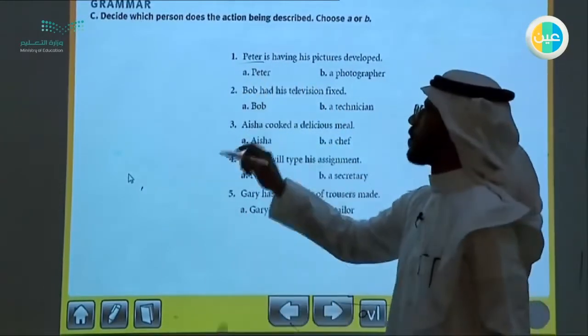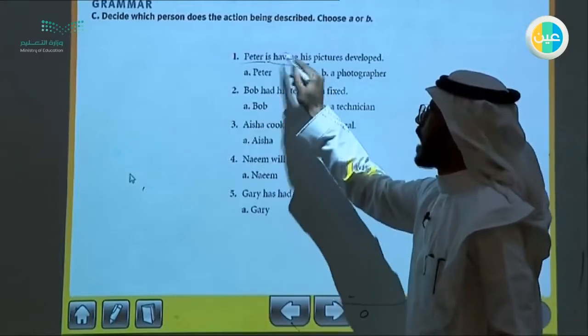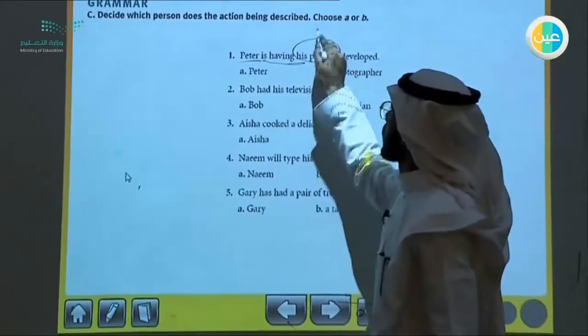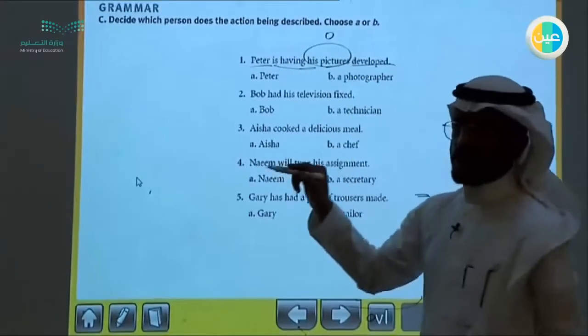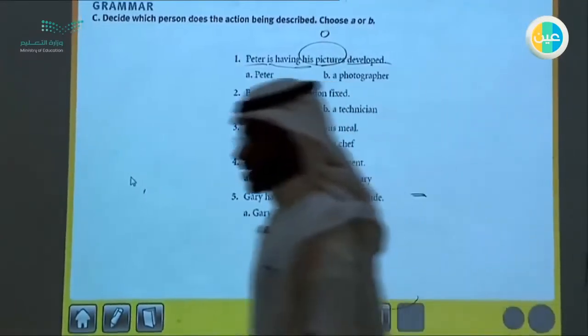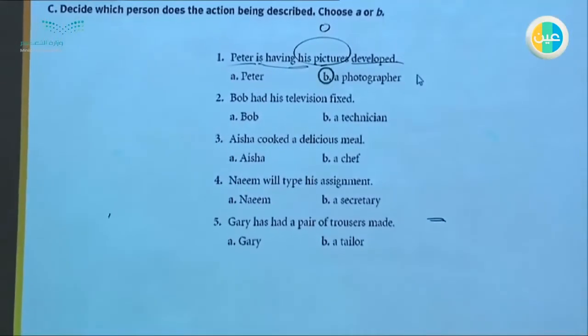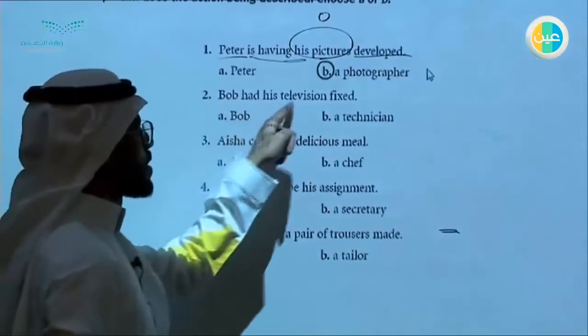Peter is the noun or subject. Is having, this is causative. His picture, this is the object. Develop, this is a verb. And so who does this verb or the action? A photographer. Yes.